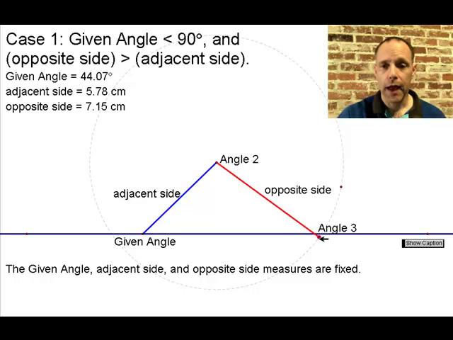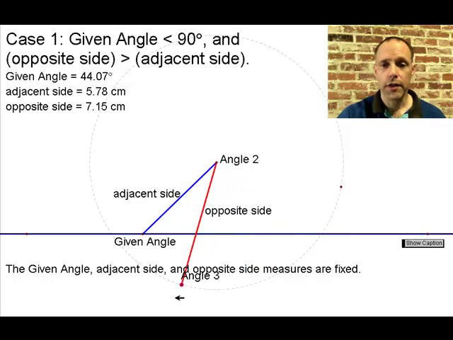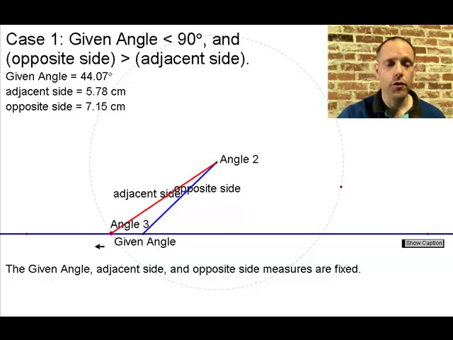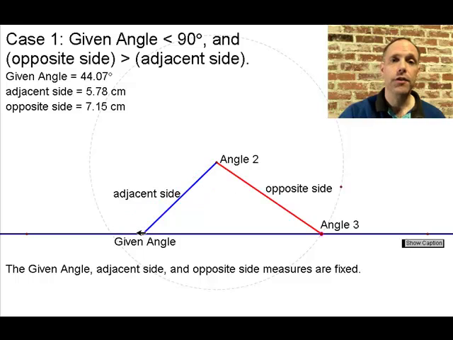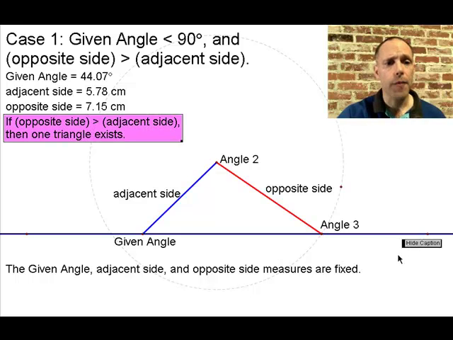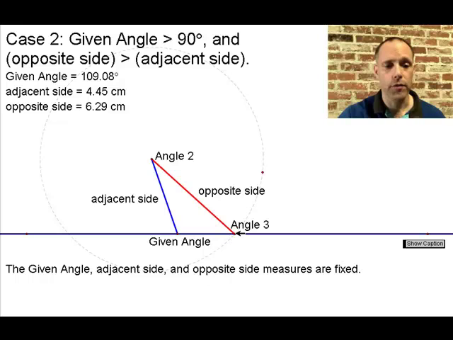Now, I agree. I could take this side and I could rotate along the circle until it comes over and touches that baseline at this point and create a second triangle. Problem with that is that this given angle is no longer the 44.07 degree angle that was specified in the problem. It's the supplement for that angle. So there's only one angle possible in this diagram. So if the opposite side is larger than the adjacent side, then there is exactly one triangle.